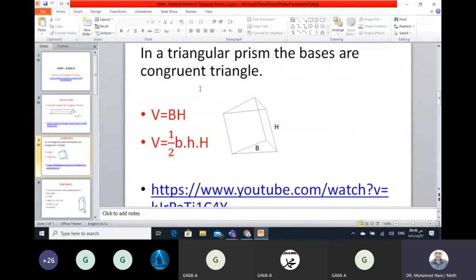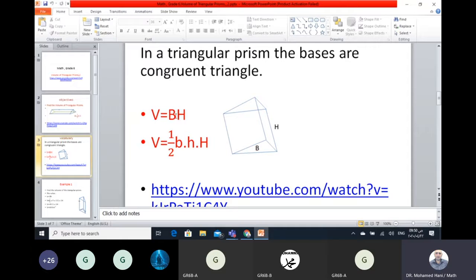So in a triangular prism, the bases are congruent triangles. As you see here in this figure, we have a triangular prism. Look at the base up and the base down. We have two opposite bases that are parallel and congruent, the same size. Now we can use the formula to solve the volume: V equals big B multiplied by H.